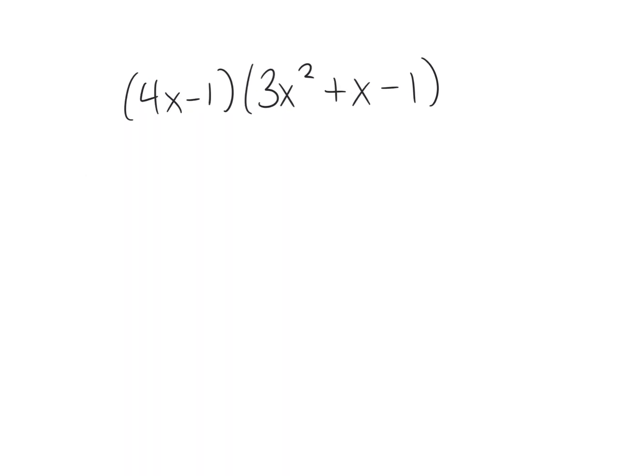All right, what operation's happening? Multiplication. What is going to help you stay organized? Arrows. Okay, draw those arrows to keep you organized. Take one at a time. 4x times 3x squared is 12x to the third. Remember, what are we doing with the exponents? Adding them together.